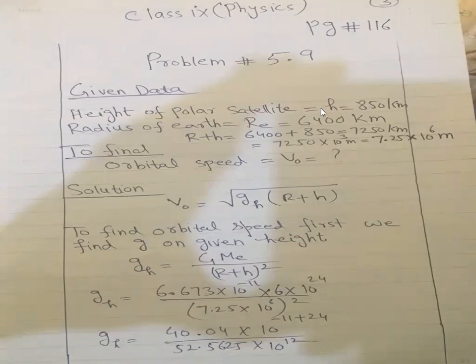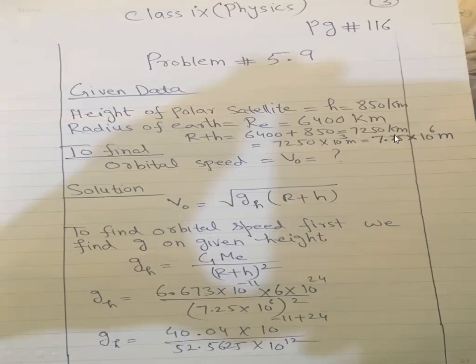Height of polar satellite is denoted with small h, which is 850 km. And the radius of Earth, you know, is a fixed value, which is 6,400 kilometer, or 6.4 into 10 to the power 6 meter. Whenever you see the phrase "launched at 850 kilometer above", then you add R with h. So R plus h is 6400 plus 850.